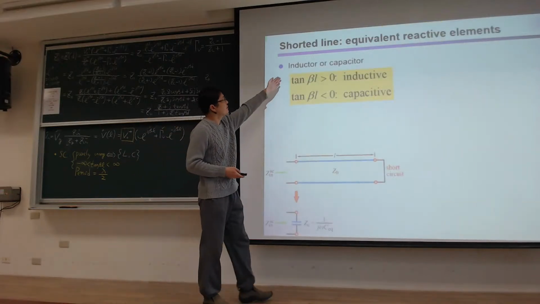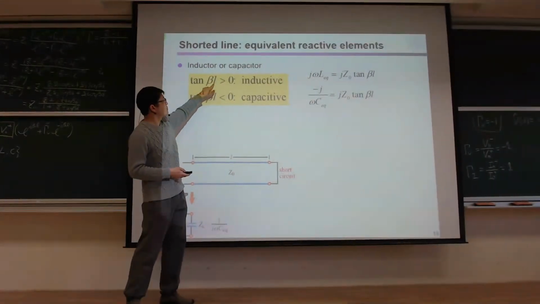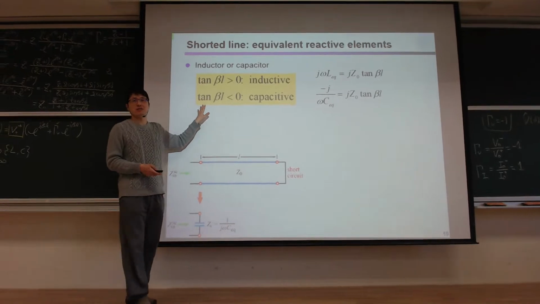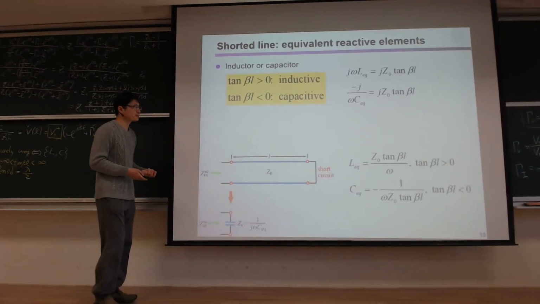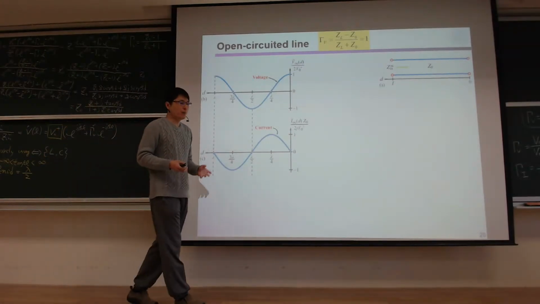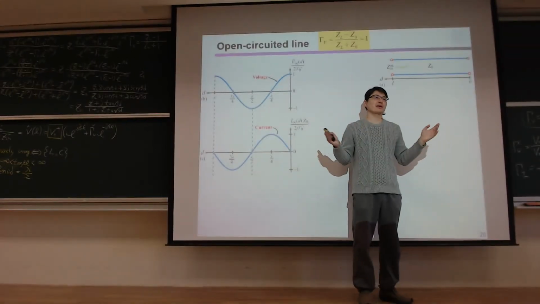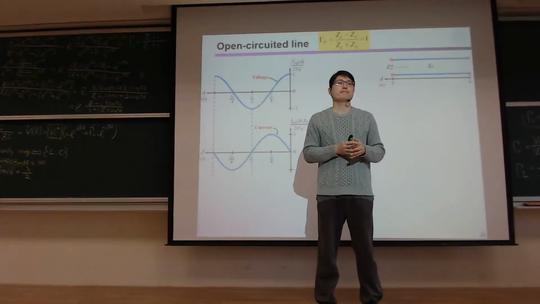Next case. I went through this already, right? If tangent beta is positive, you have an effective inductor. If it's negative, then you have effectively a capacitor. Open-circuited. Open is being lazy. You have a transmission line and you do nothing. Doing nothing is open, all right?